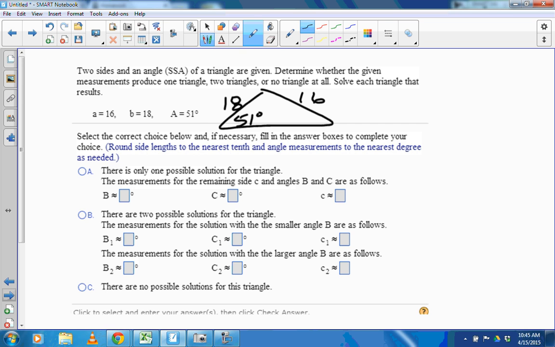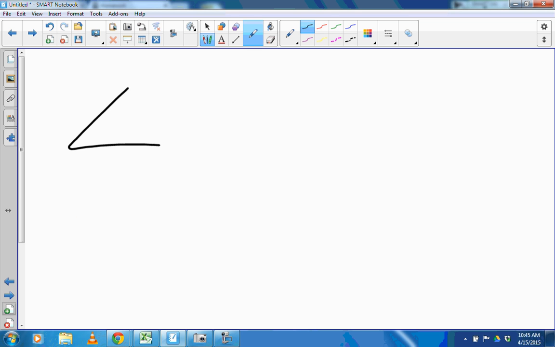Now, what happens when the side opposite is smaller? What does it mean I have to do? Can I just say it's one triangle, or do I have to find the height? Got to find the height. Okay, so let me redraw it and find the height here. This is 51, 16 and 18. That was A. 18 was B. That's going to be my B. So this will be my C and my little c. All right, let's find the height.